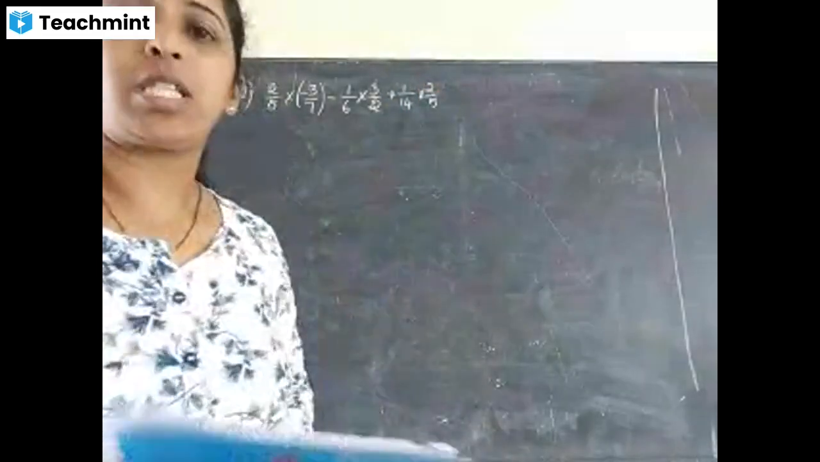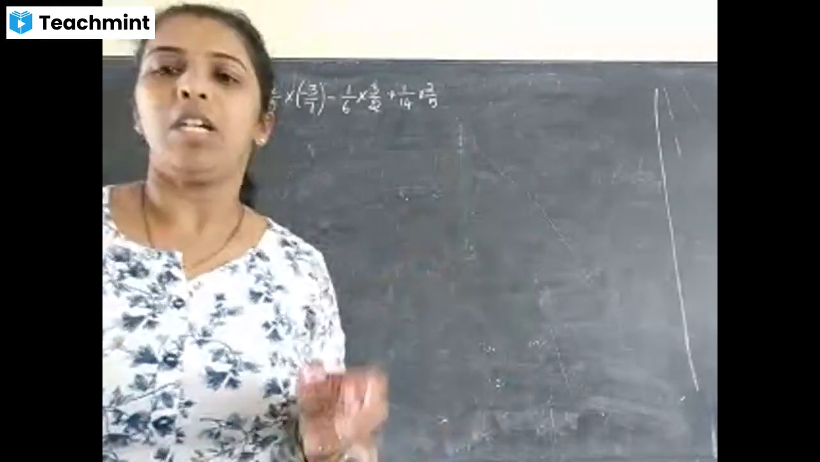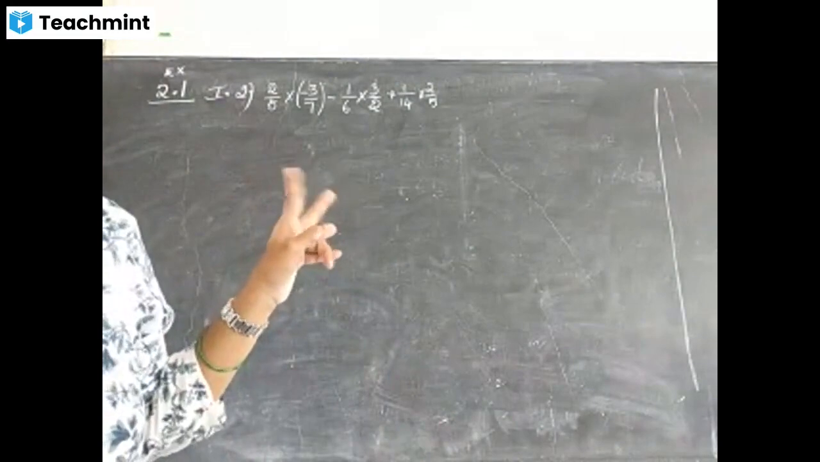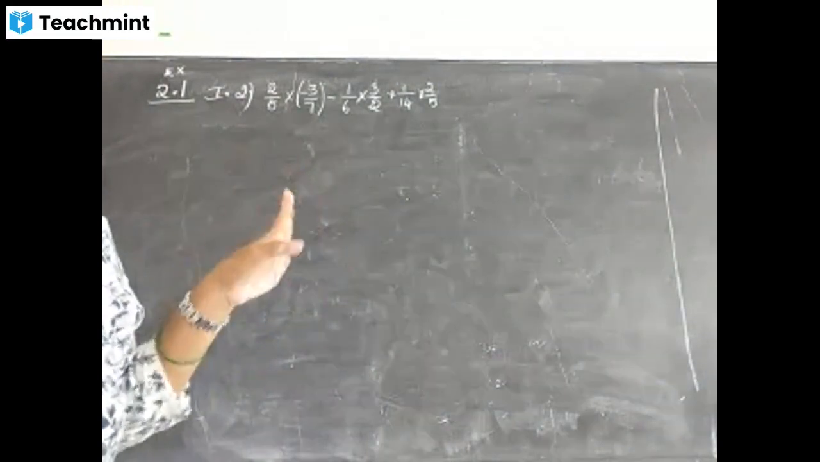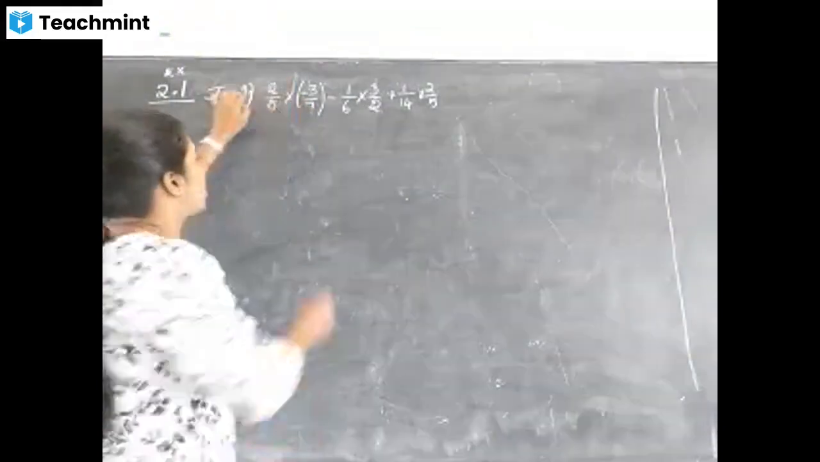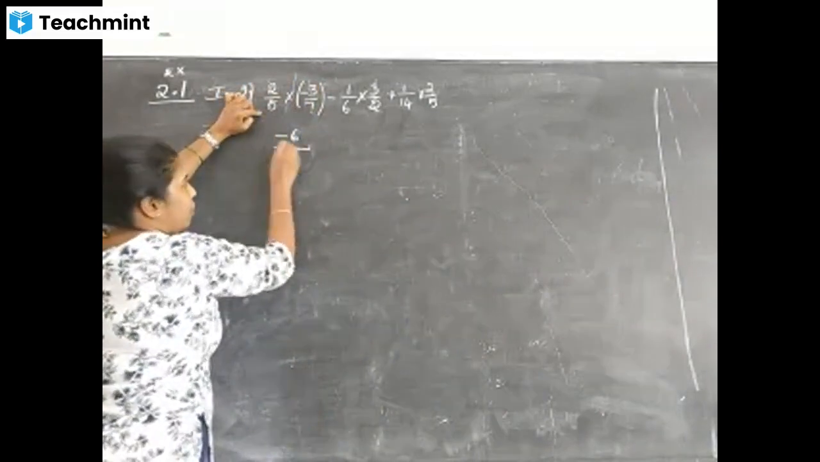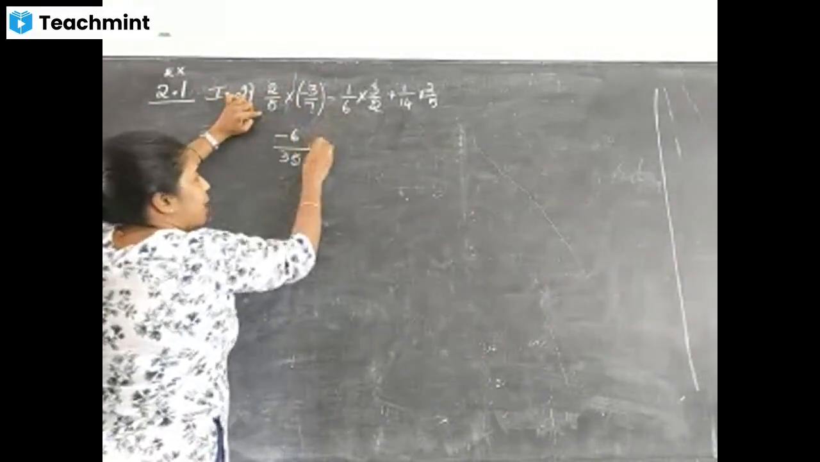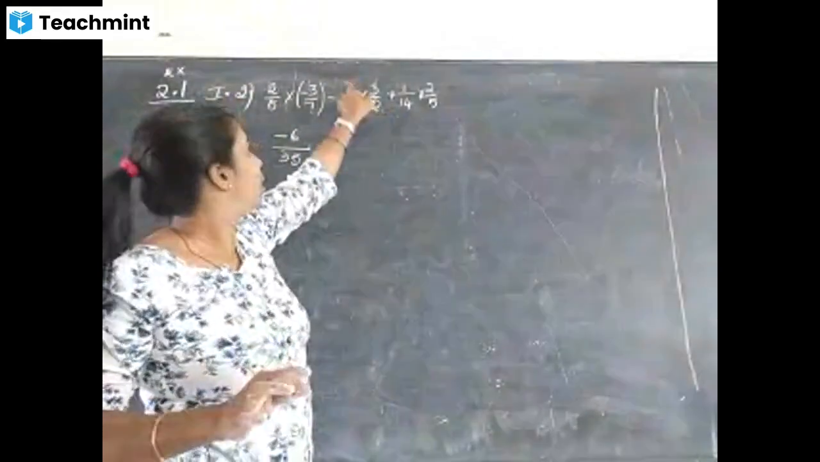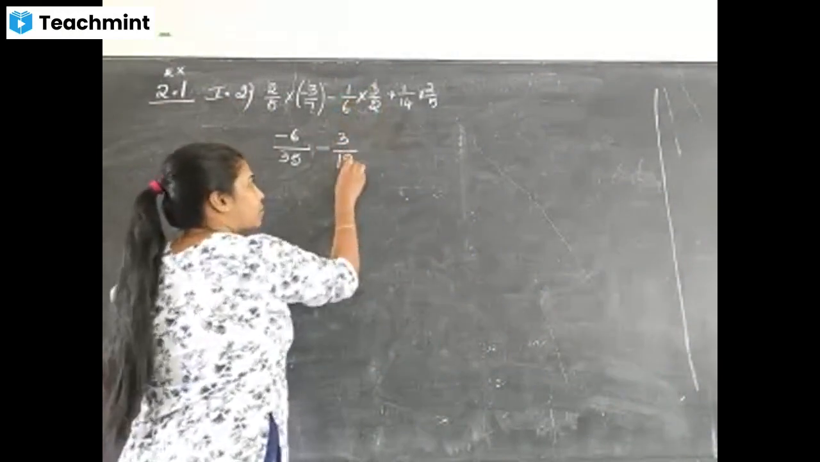Here, addition, subtraction and multiplication are given together. So first we will solve the multiplications. Wherever there is multiplication, we multiply it and write the rest as it is. Multiply first: 2 into minus 3 is minus 6, 5 sevens are 35. Next, here it is subtraction. Here multiplication: 1 threes are 3, 6 twos are 12.